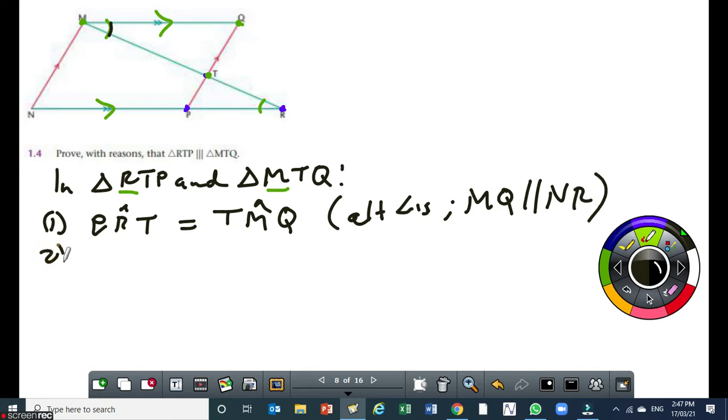Now I need a second pair. Again, I'll go back to the names of the triangle. Now this is more like you are doing grade 8 and 9 similar triangles. Honestly speaking, this is actually a grade 8 or 9 question. So if I move on to the second pair, we have got angle T. Angle T in triangle RTP is this angle here, and in triangle MTQ, you've got that angle.